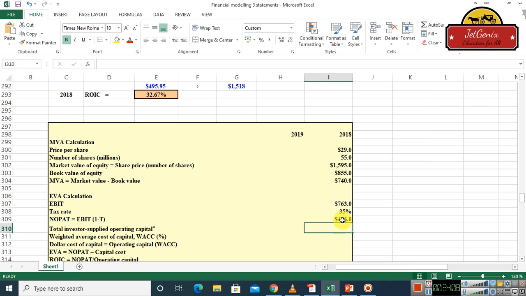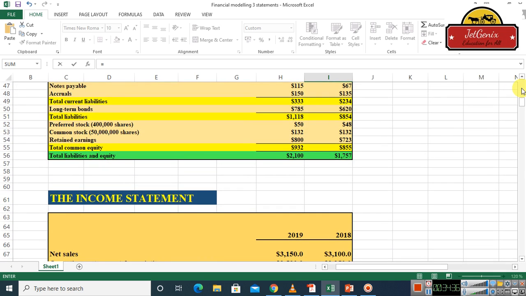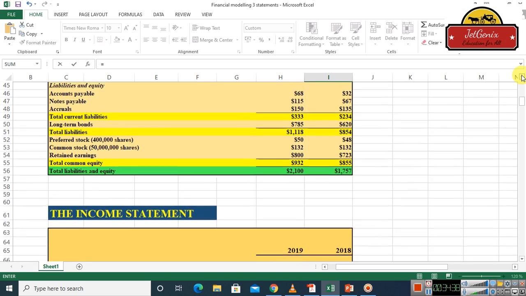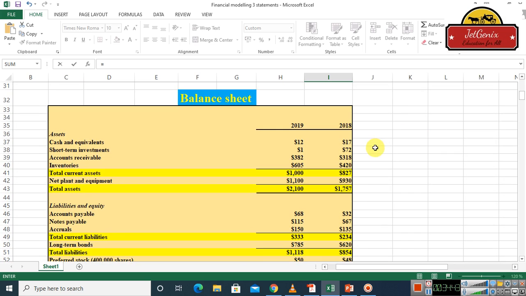Now we have to calculate the total investor-supplied operating capital, and we can do it just by taking the notes payable, long-term debt, preferred stock, and common stock from the balance sheet, and we will add them up. So let's go to the balance sheet and take the figures for 2018. Let me find it here. Yes, this is the balance sheet for 2018.